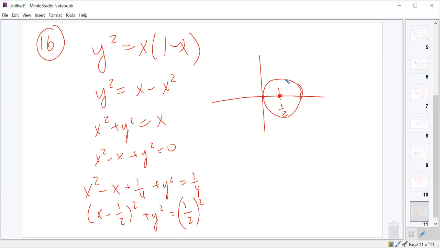If you wanted to find an exact value of it, you could just find the area of a circle that has a radius of a half, right? Which would be pi times 1/2 squared. So it should be pi over 4 units.